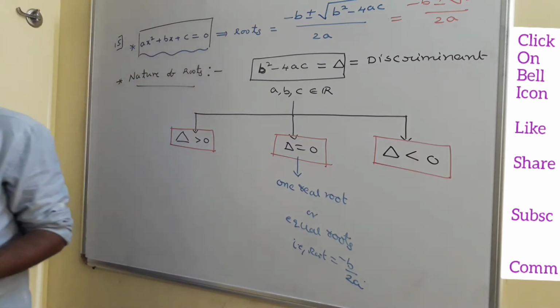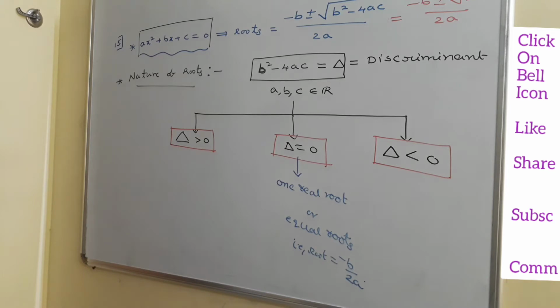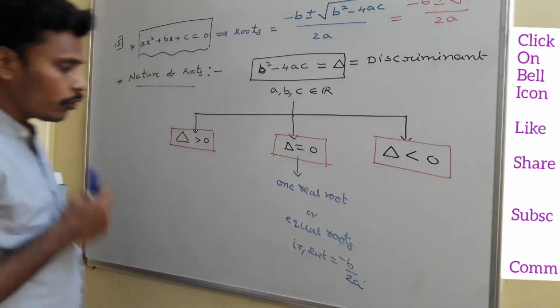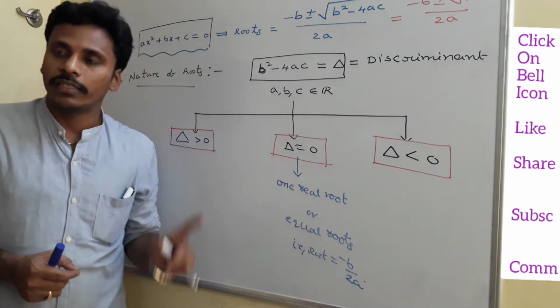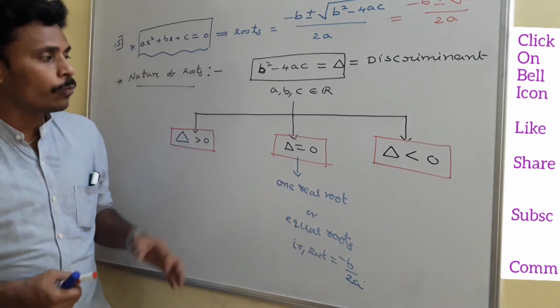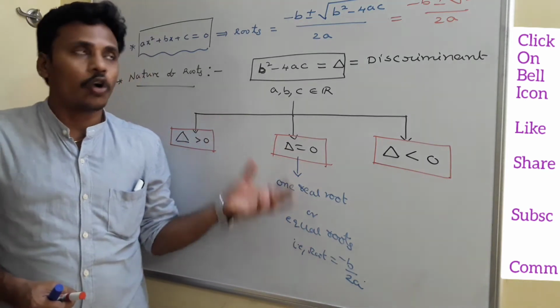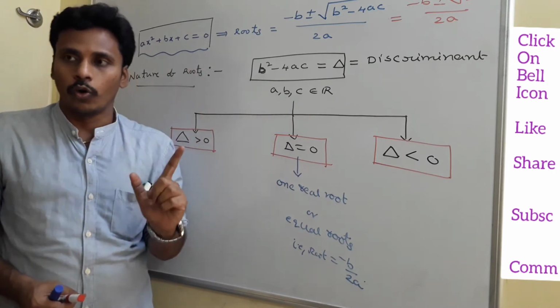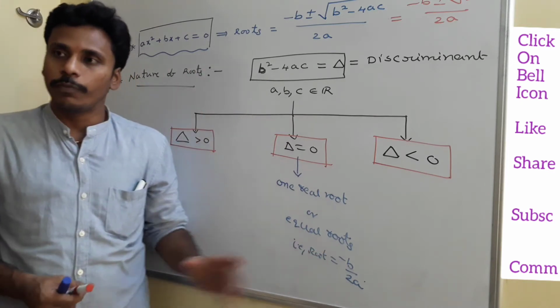Okay, and if you say them as two roots, they are equal. In any way you can think of it, that root value is just minus b by 2a if delta is equal to 0. Once again I am repeating, if delta is equal to 0, then we have only one root, and that root is minus b by 2a.